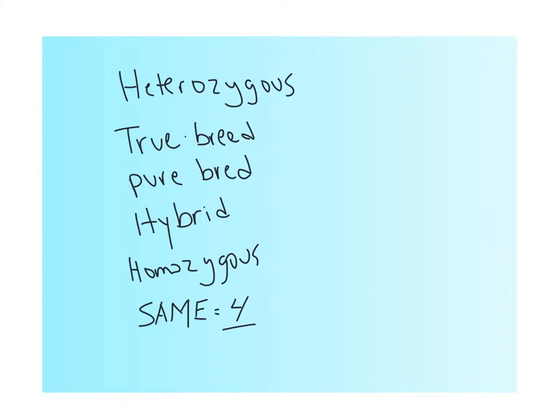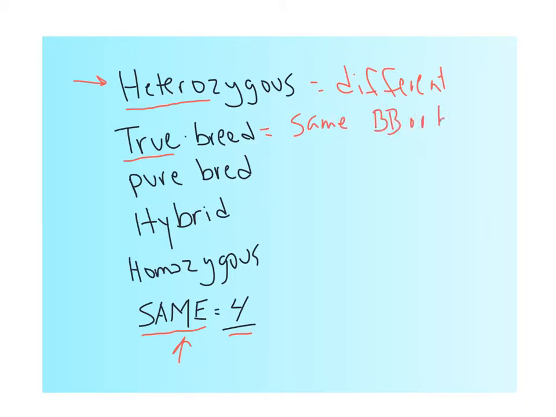All right, quick review. If you remember from a couple weeks ago, same has 4 letters. Same has 4. So, when you look at these terms, the prefix hetero has 6 letters. That is not 4. So that equals different. The letters are going to be different. The alleles are going to be different. True breed. The prefix true has 4 letters. 4 equals same. So that means the alleles are going to be the same. They're going to be both dominant or both recessive. Pure also has 4. So that equals the same again.